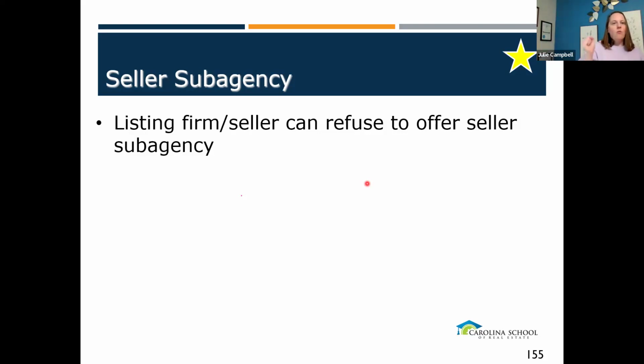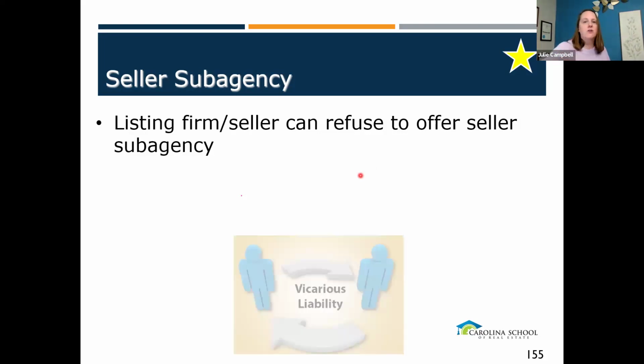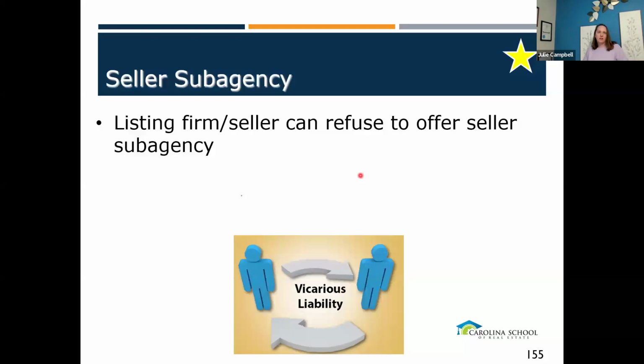The reason why the listing firm and the seller may refuse to allow seller sub-agency, they may refuse to allow you to bring your buyer customer, is something called vicarious liability. Have you guys ever heard the expression living vicariously through somebody else? You're living like through their eyes, like through their actions. In seller sub-agency, you may have a case where the seller sub-agent is bringing their buyer customer. That seller sub-agent is with a different firm. You don't know this agent. You don't know what kind of training they've had.